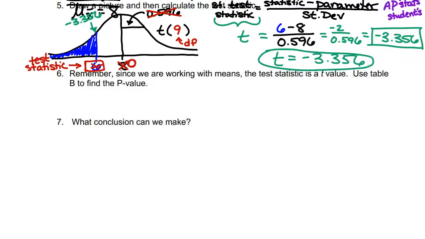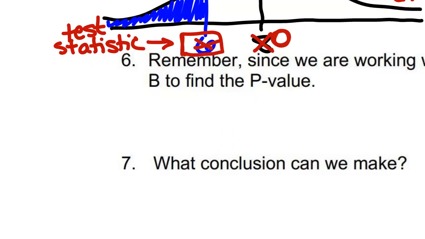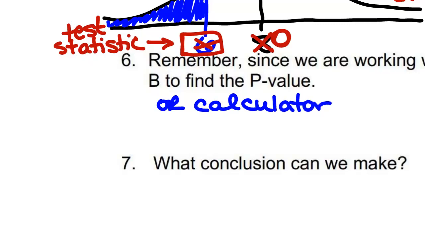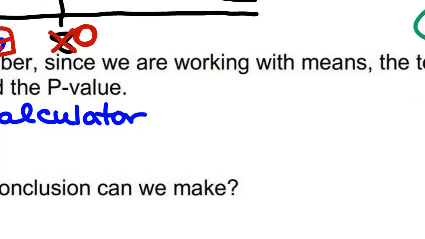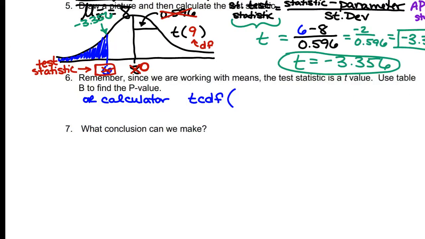Since we're working with means, the test statistic is a t-value. So we can either use table B to find our p-value, or we can use our calculator. Do we do normal CDF for this? No, we do which one? T-CDF. You can look this up on table B.